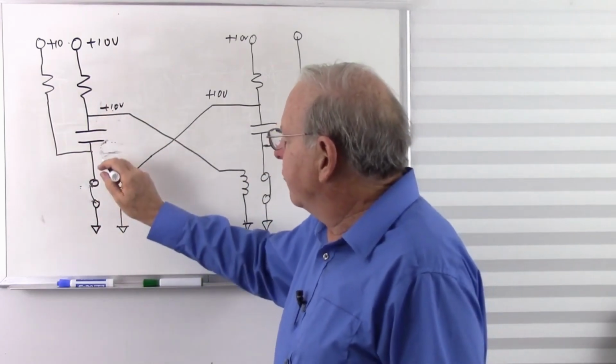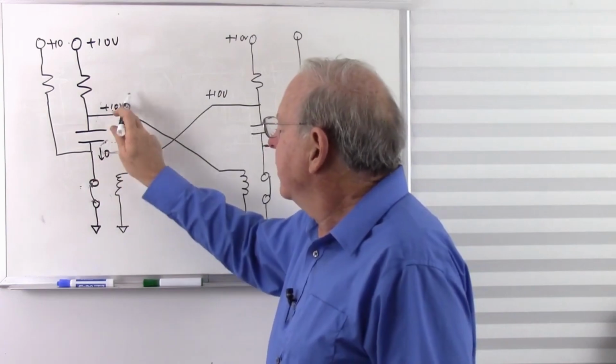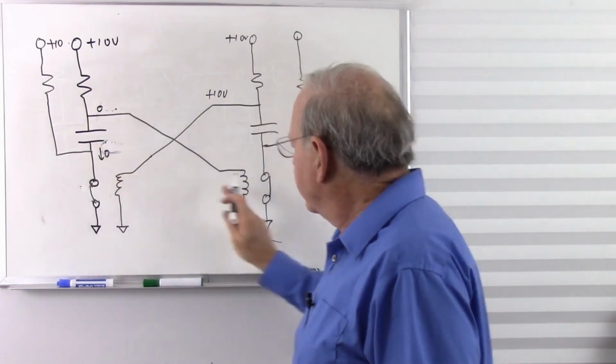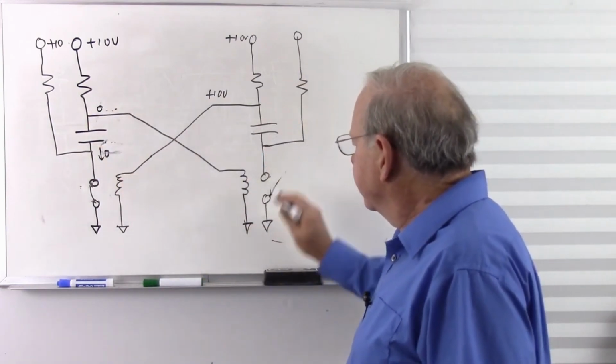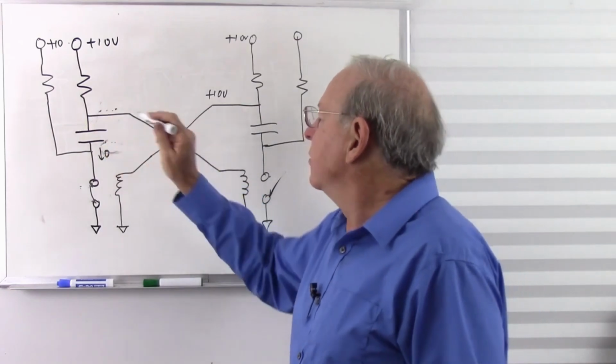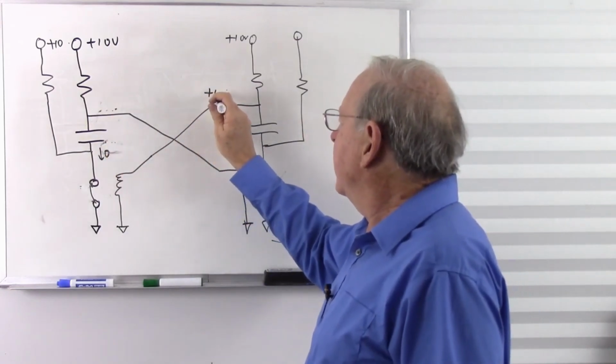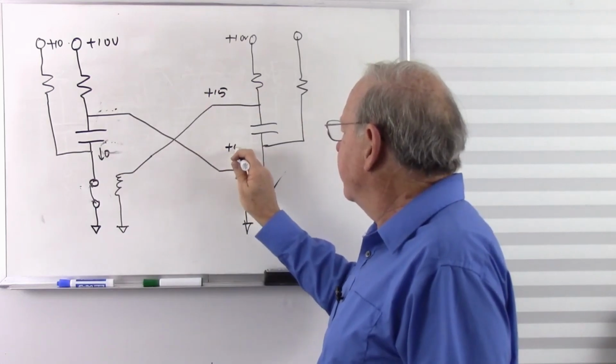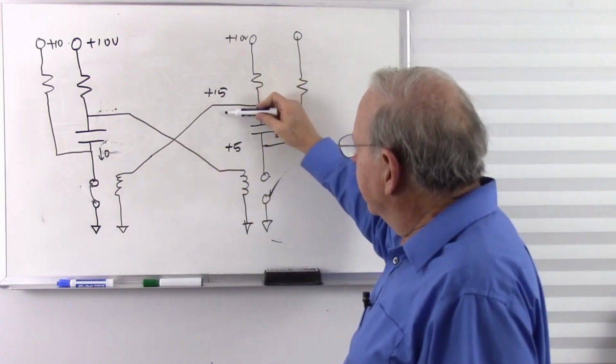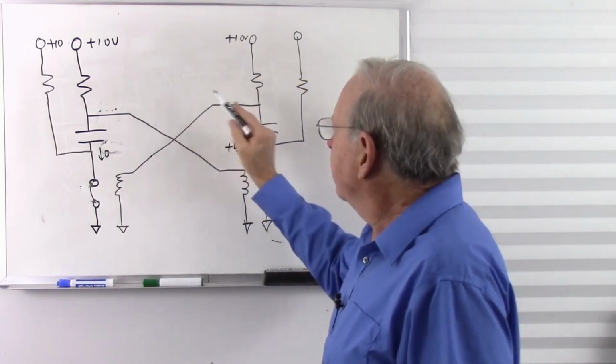So as soon as I flip that switch, that pulls that down to 0, which of course pulls that down to 0, which opens up this side. Now this starts to charge, and this of course goes to plus 15. That goes to plus 5. That slowly comes down to 10 volts. That slowly goes up to 10 volts.